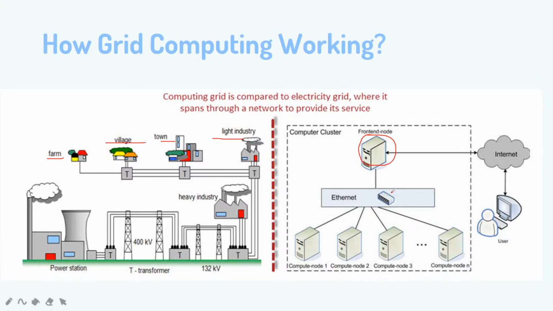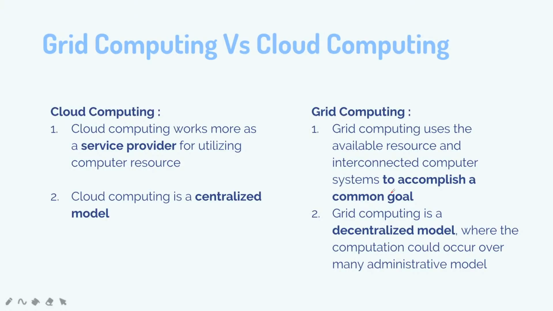That is called grid computing. Okay, so here we can see grid computing versus cloud computing. Normally cloud computing is service oriented. We can utilize the computer resources, but the main aim of grid computing is that, based upon the available resources, we can interconnect the computers. Then it's a decentralized model. Cloud computing is a centralized one and grid computing is a decentralized one.